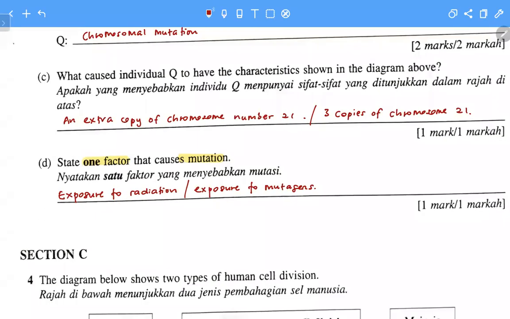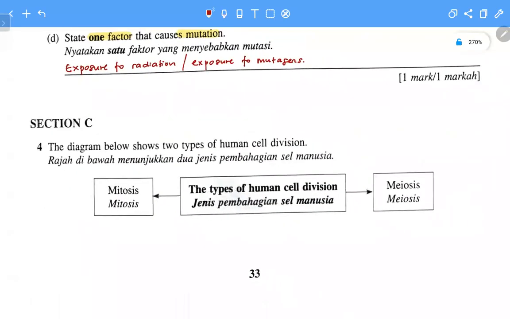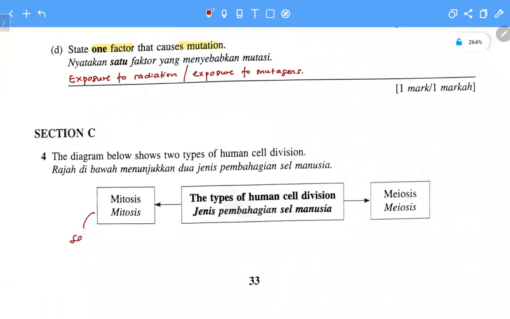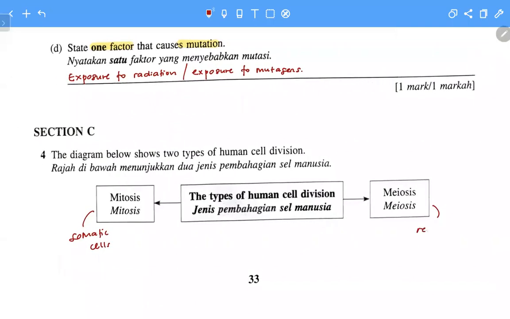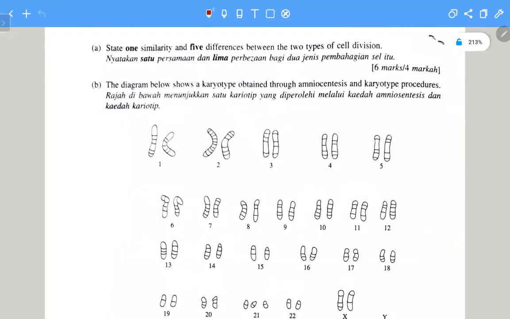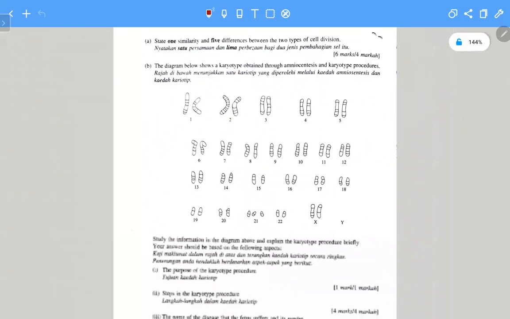Okay, next. Section C. The diagram below shows two types of cell division: we have mitosis and we have meiosis. We know that mitosis happens in the somatic cells, and the other one happens in the reproductive cells, so gametes, like sperm and ovum. In this case, state one similarity and five differences between the two types of cell division.